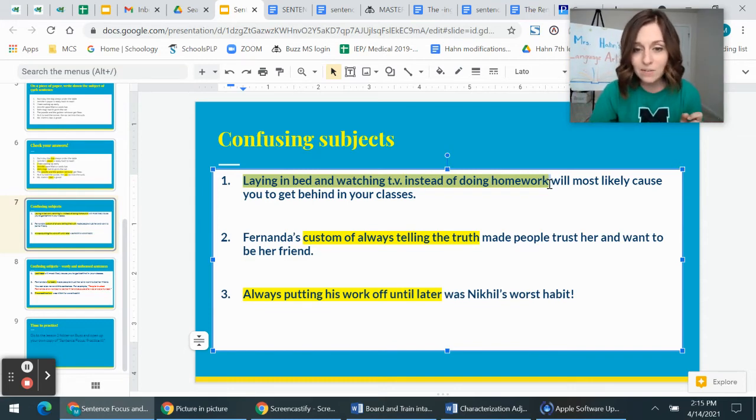So laying in bed and watching TV instead of doing homework will most likely cause you to get behind in your class. So think about what word we could use to replace that with. Let's look at our next one.